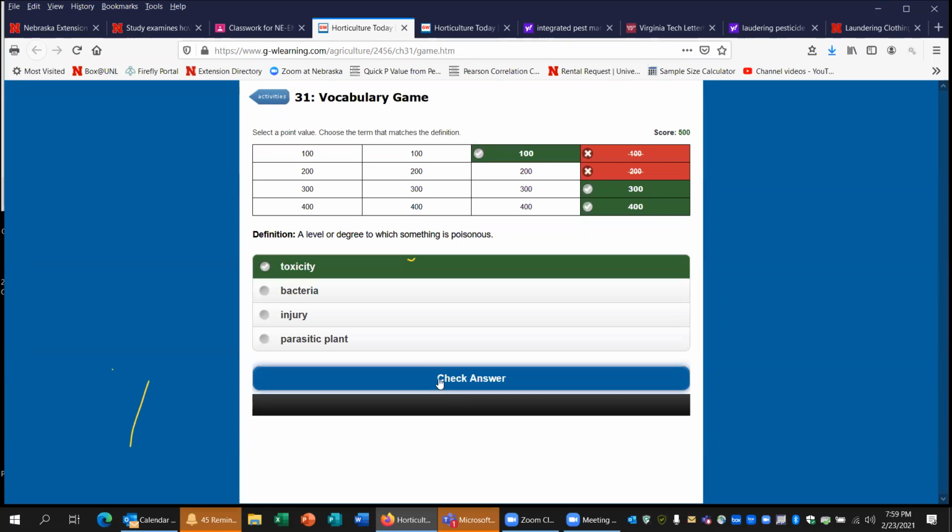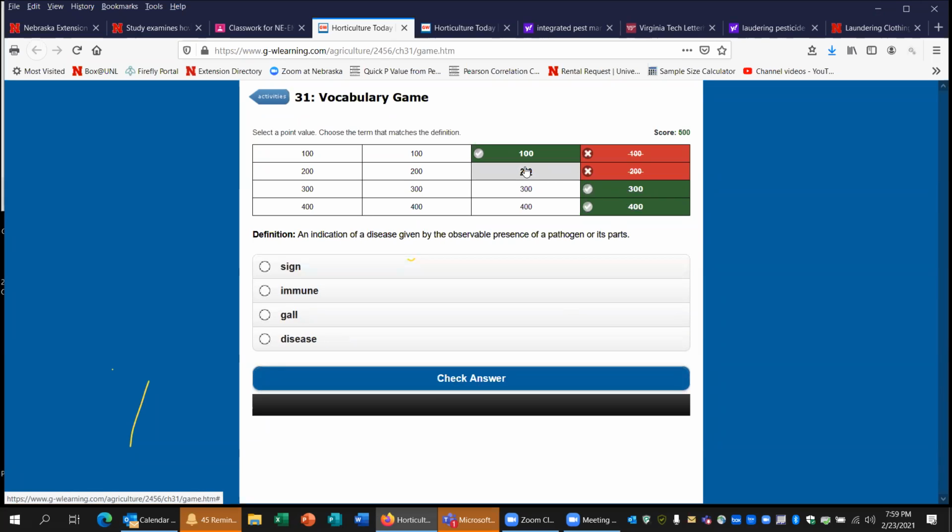And they will talk about a lethal dose in half the population, like an LD50, or what's the lethal dose or the level of toxic. So, an indication of a disease given by an observable presence of a pathogen or its parts. So remember we had symptoms. So this is your sign.